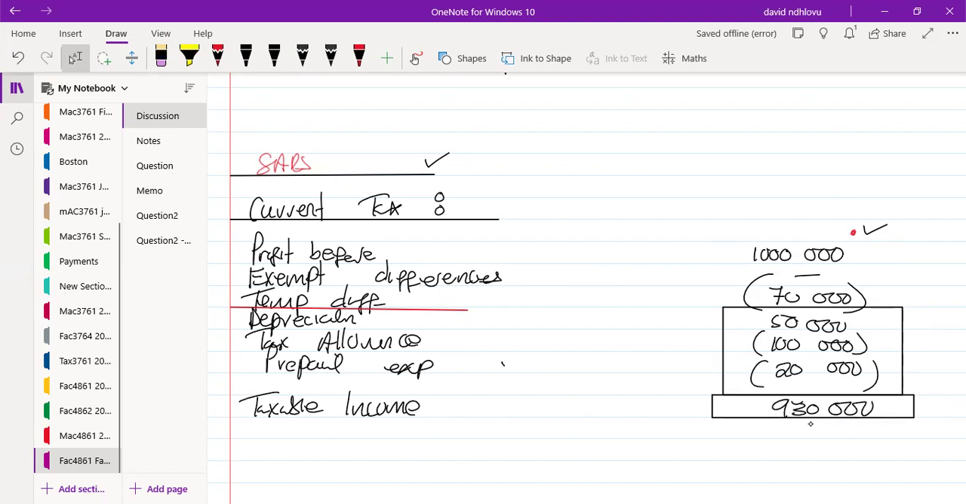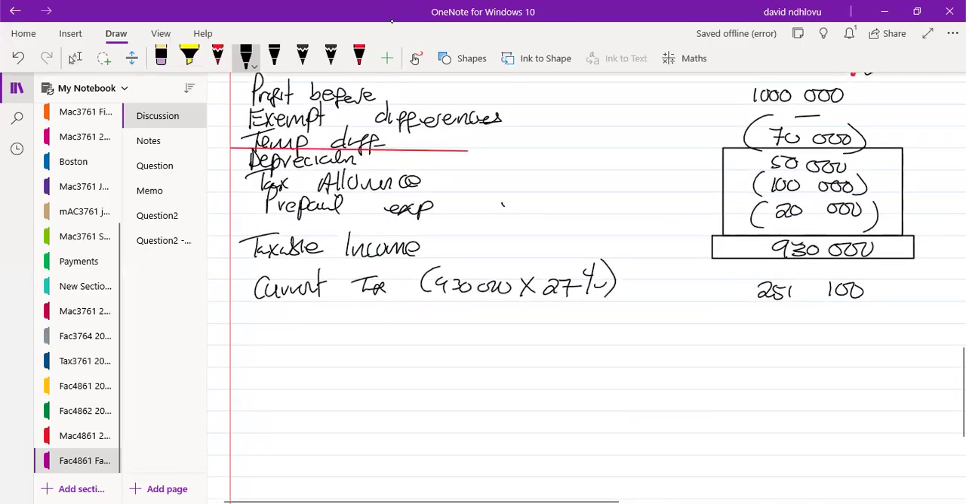Right, so therefore, when we want what we call the current tax, the amount is 930,000 multiplied by 27%. Which means 930,000 times 0.27, we then get 251,100. Now, this is the amount that we have got to pay, even though we don't agree that it is the expense that we have incurred because of the differences in principle.